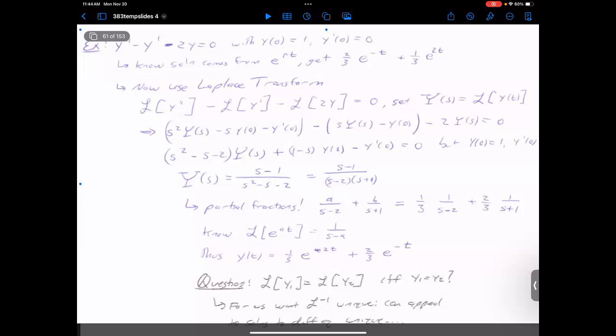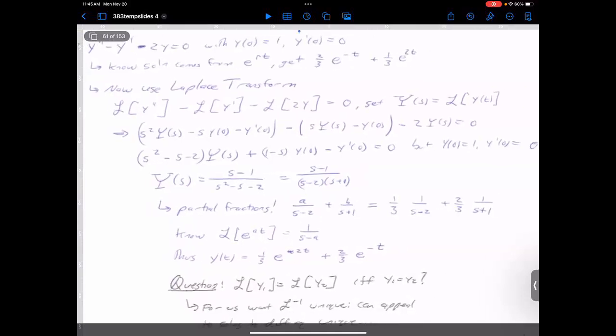So I get s squared minus s minus 2, putting in the initial conditions, times capital Y of s, plus 1 minus s y of 0, minus y prime of 0 equals 0. Now I put in the condition y of 0 is 1, y prime of 0 is 0. And when I do that, I get capital Y of s, the Laplace transform of my solution, is just s minus 1 over s squared minus s minus 2.